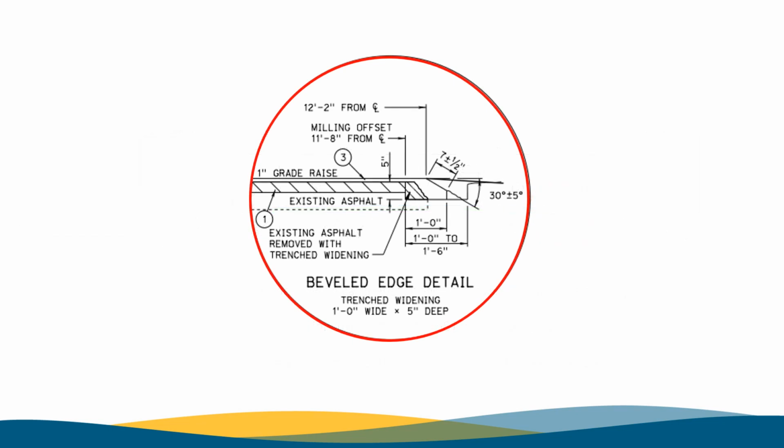This is the beveled edge detail. It is a little busy with all of the measurements, but basically it is showing that the area highlighted in red will be removed by the milling machine, slightly inside of the edge of the 12-foot roadway, milling a new vertical face at the edge of the roadway and cutting a trench that is 1.5 feet wide. Then it is paved as shown in blue, adding this beveled edge feature shown in the darker blue.